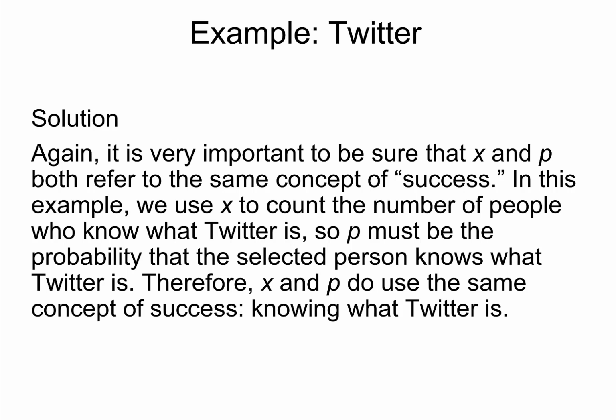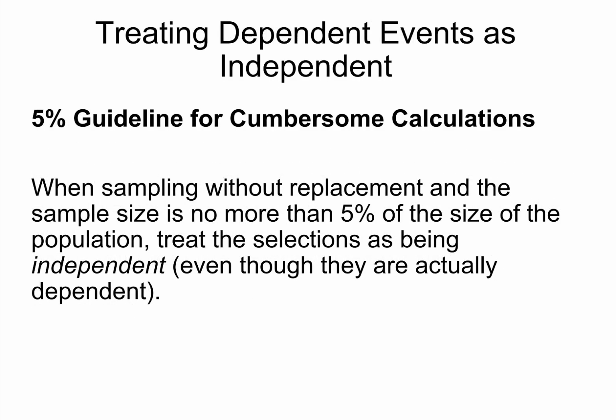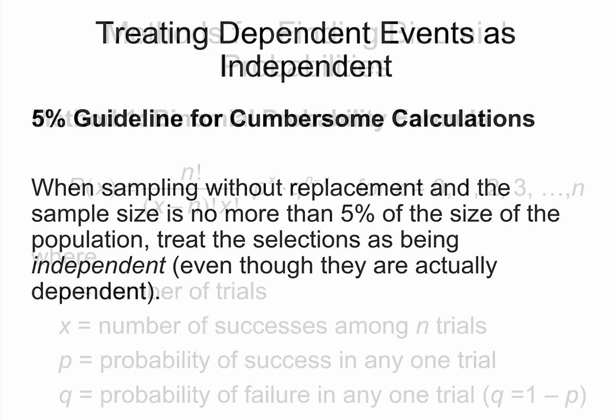Again, it's very important to be sure that X and P refer to the same concept of success. In this example, we used X to denote the number of people who know what Twitter is, so P must be the probability that the selected person knows what Twitter is. When sampling without replacement and the sample size is no more than 5% of the size of the population, we'll treat the selections as being independent even though they're actually dependent.